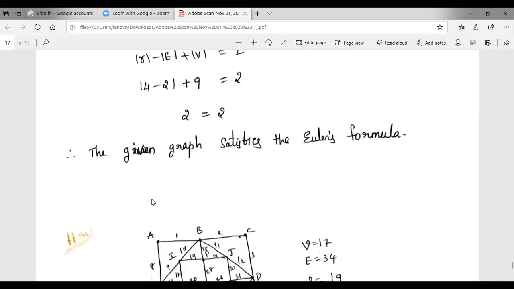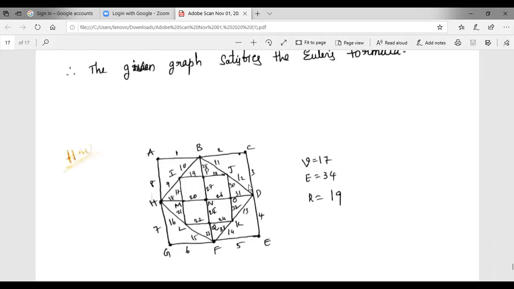So you people do the work in this given graph. Okay, so the number of vertices is 17, the number of edges is 34, and regions are 19. You have to check whether this given planar graph satisfies Euler's formula or not.